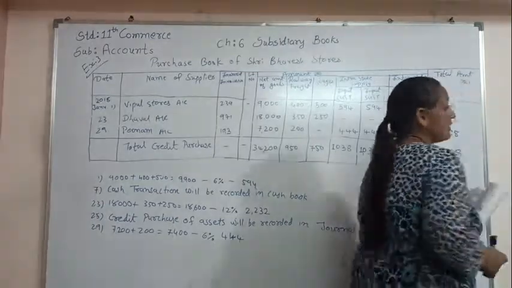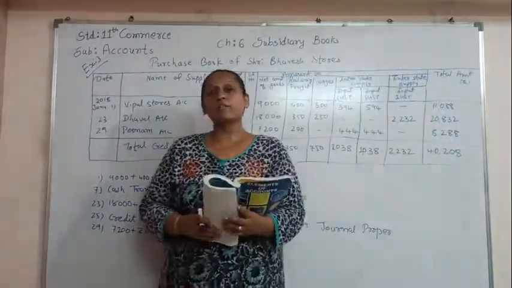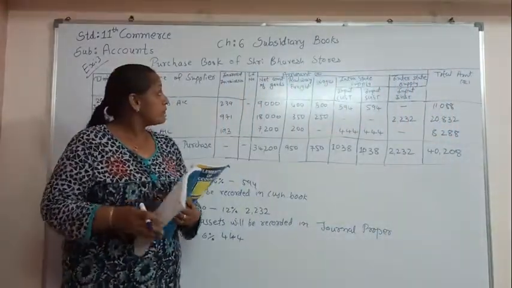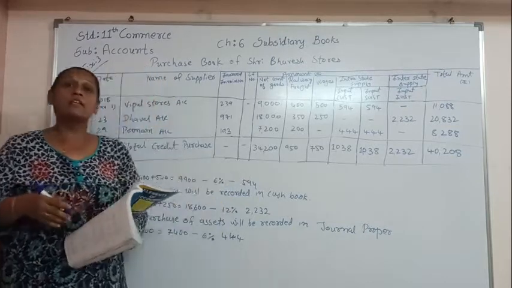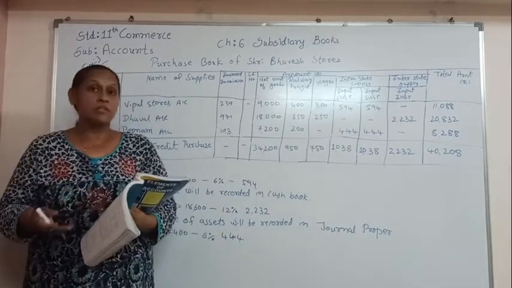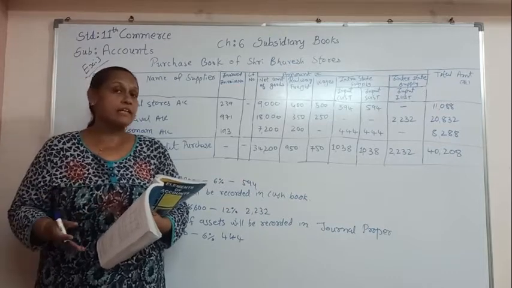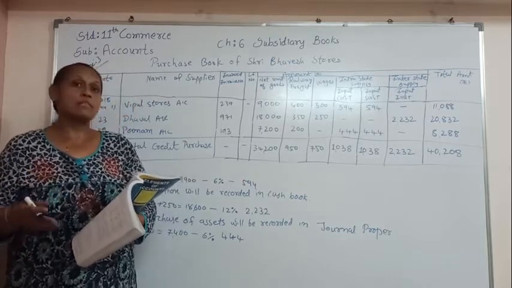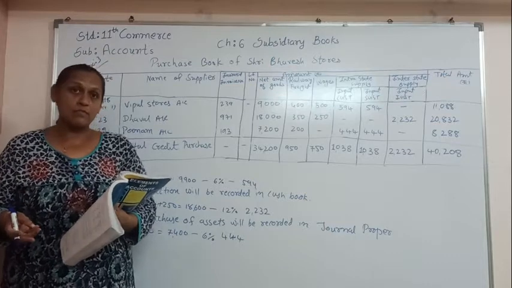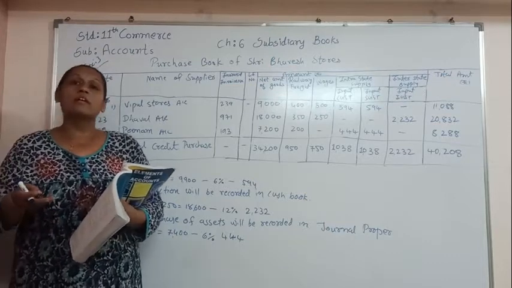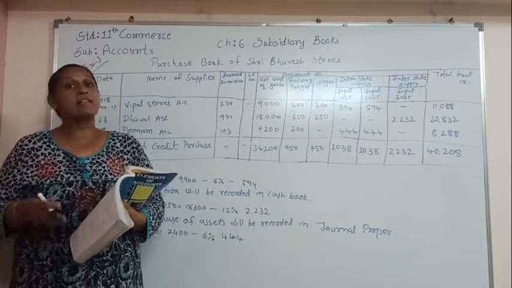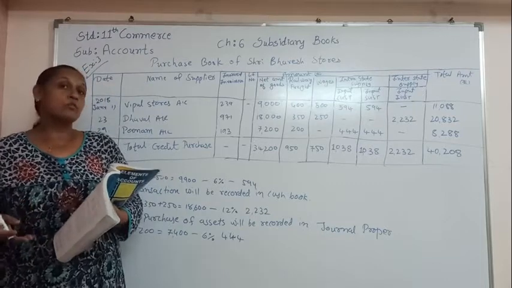So this is how we have to calculate the sums regarding the different types of purchase book. In our next video, we are going to see the sales book, that is simple sales book for different types of goods, and sales book of goods as well as expense.